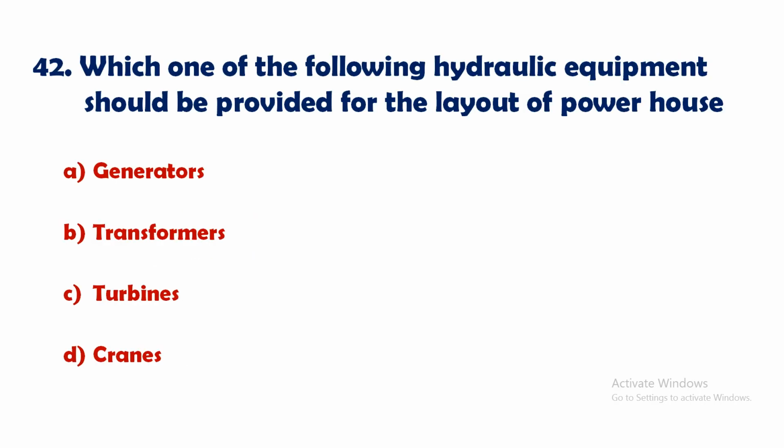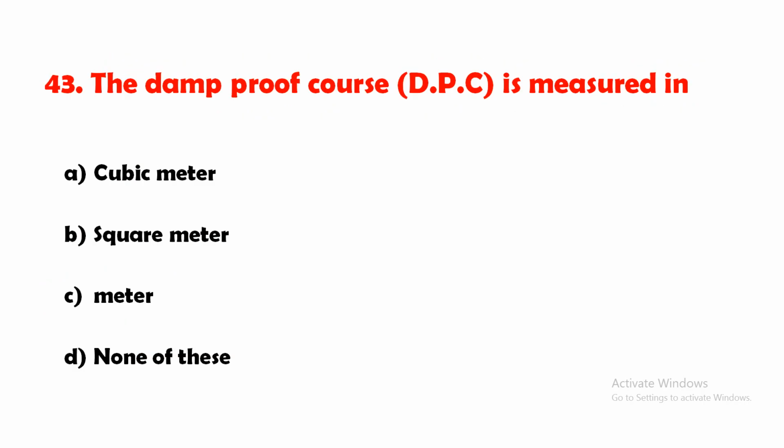Which one of the following hydraulic equipment should be provided for the layout of powerhouses? Generators, transformers, turbines, cranes. The answer is, the hydraulic equipment that should be provided for the layout of powerhouses is turbines.